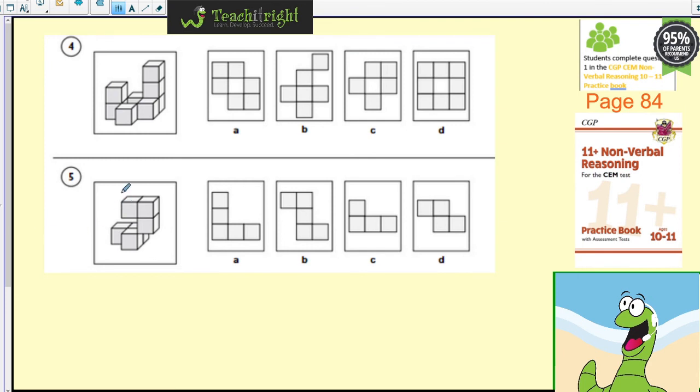So, number 4, what am I noticing? I'm noticing a plus shape here with a hole in the middle. The hole in the middle is really important, so that's got a hole in the middle. That's got a hole in the middle, but B does not have a hole where it needs to be.